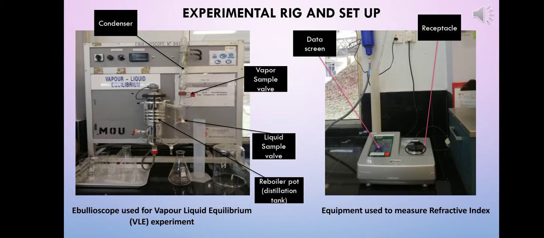The experiment is set up as shown. On the left, we have the equipment used for the vapor-liquid equilibrium experiment, and on the right, we have the refractometer, which is the equipment used to measure the refractive index of the samples. The vapor sample valve permits us to collect the distillate samples that help us to analyze the distillate or vapor composition. And the liquid sample valve permits us to collect liquid samples that we can analyze to get the liquid composition of the mixture.